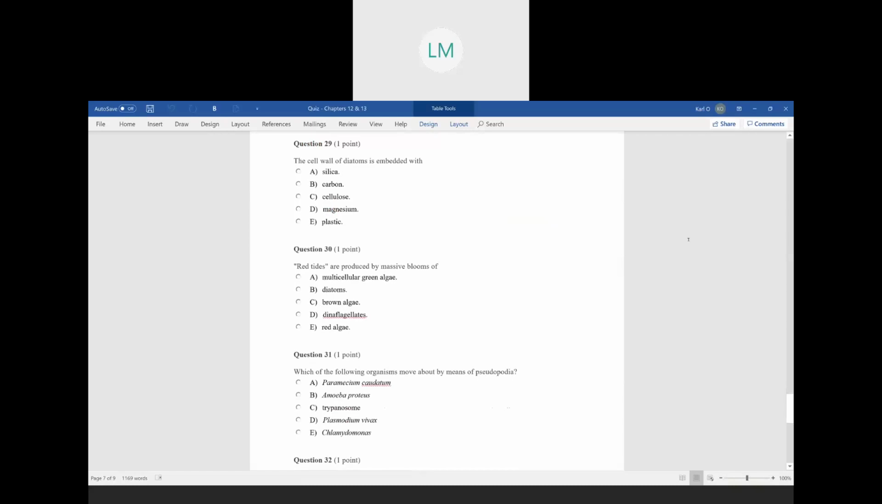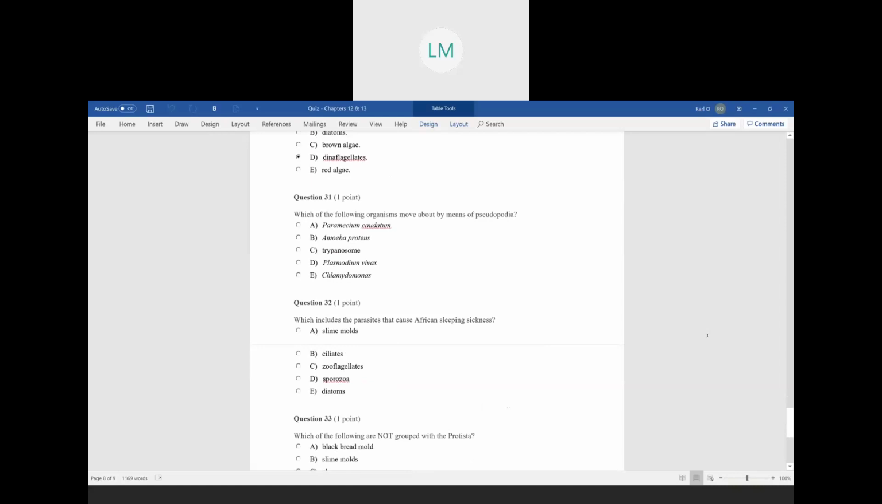Question 29. So these last few questions were all just the bonus questions about specific organisms that you guys had the options to answer. So question 29 is talking about the cell wall of diatoms. So this is embedded with silica. So they have these little glassy shells. Question 30, red tides are produced by blooms of dinoflagellates. So that's where the red tides come from.